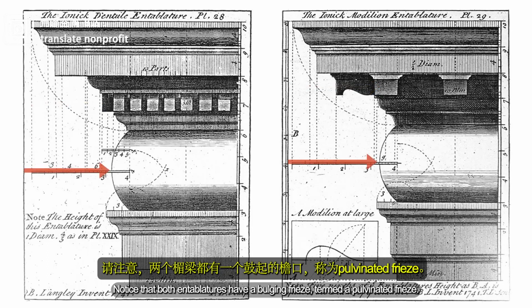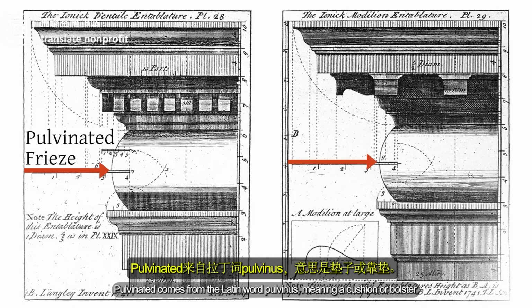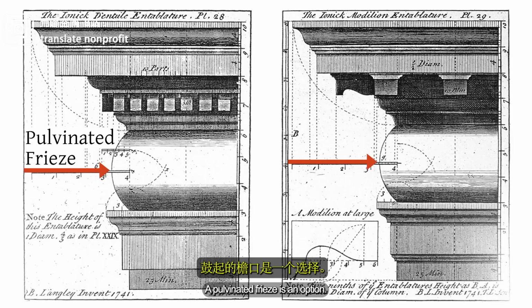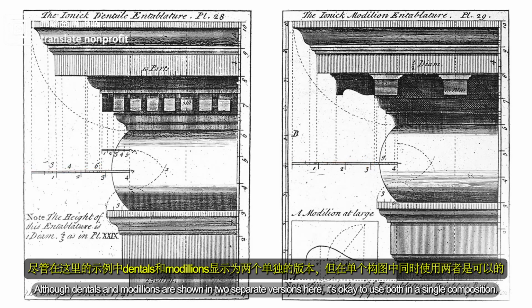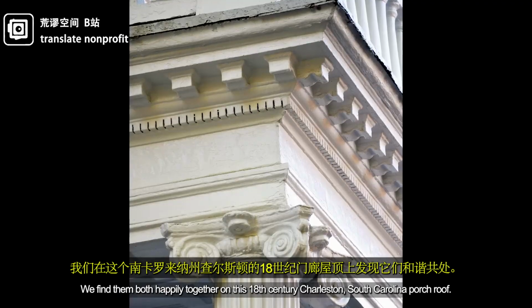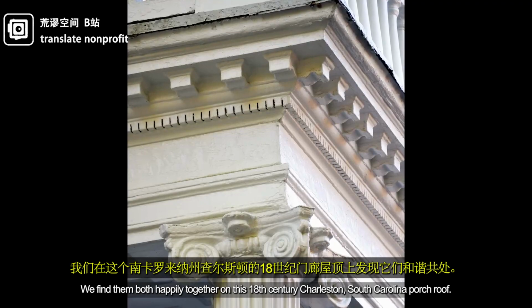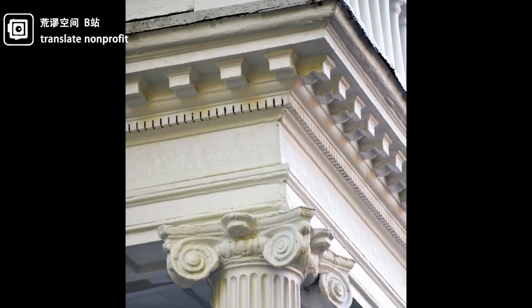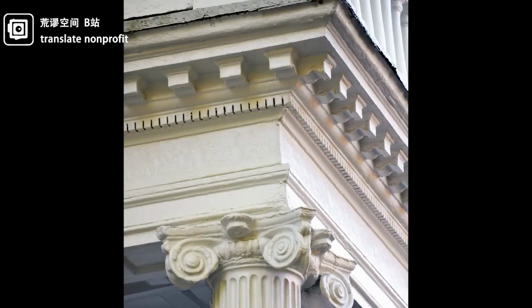Notice that both entablatures have a bulging frieze termed a pulvinated frieze. Pulvinated comes from the Latin word pulvinus, meaning a cushion or bolster. A pulvinated frieze is an option. A frieze is normally flat. Although dentils and modillions are shown in 2 separate versions here, it's okay to use both in a single composition. We find them both happily together on this 18th century Charleston, South Carolina porch roof. And note its flat frieze.